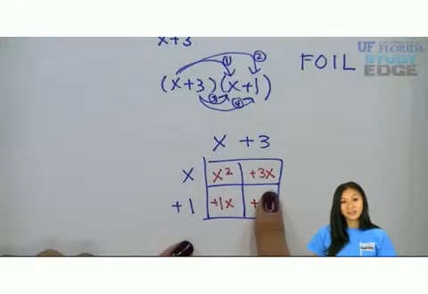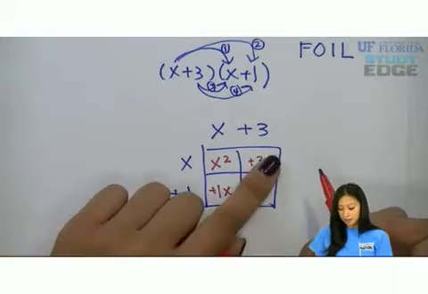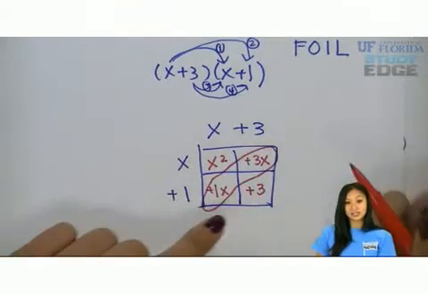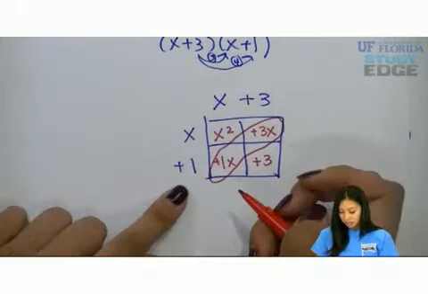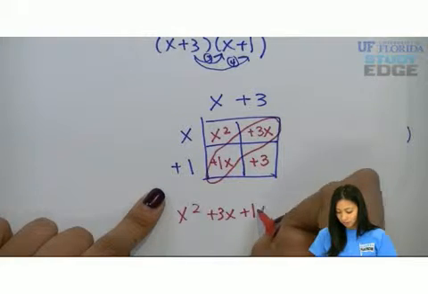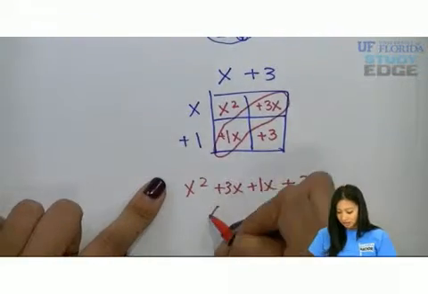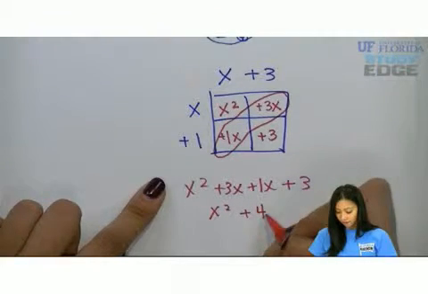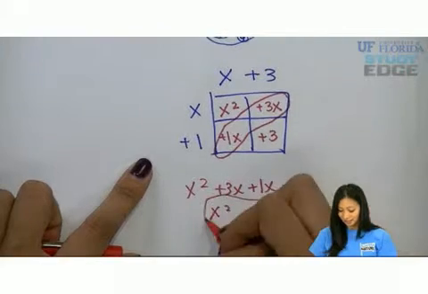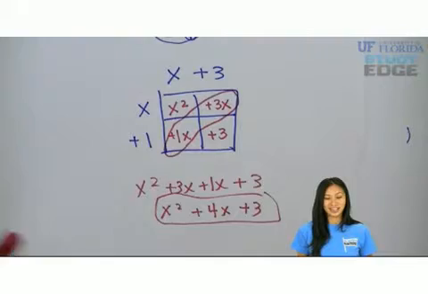It's just another way to do exactly the same thing, right? Choose whichever way you like. Now that I see here, I'm going to combine my like terms. My like terms are actually always going to be on that diagonal. So I have x squared plus 3x plus 1x plus 3, right? Because I'm adding those together. I have x squared plus 4x, 3x plus 1x is 4x, plus 3. And that's the area of my rectangle right there.